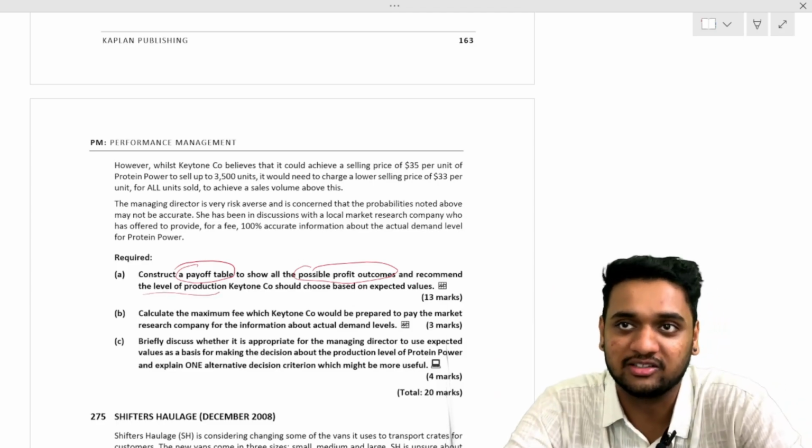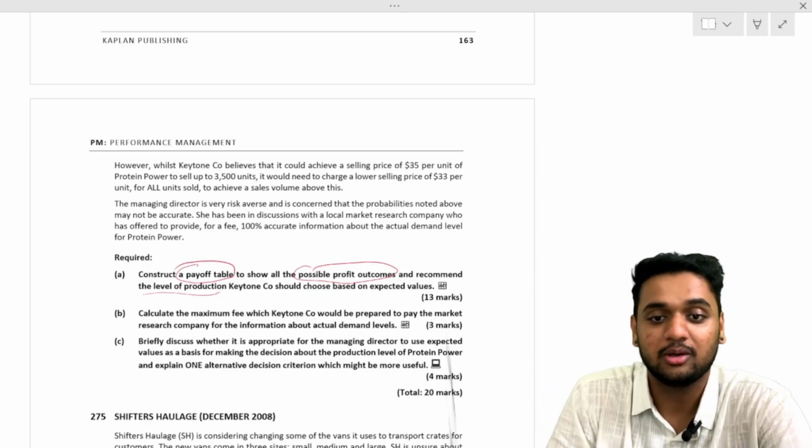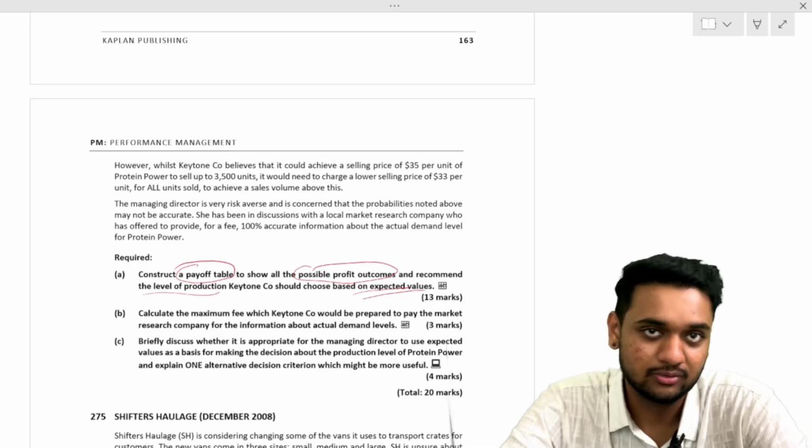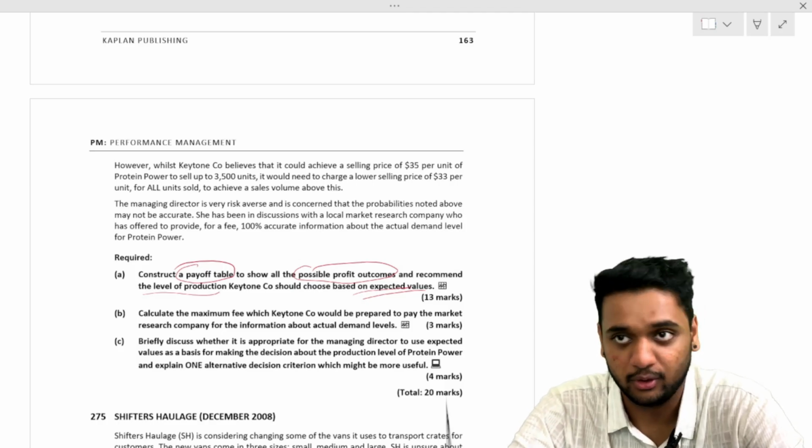What are the three levels of production? 3000, 3500, 4000. How much do we have to produce based on expected value? This is a 13 marks question. B and C will be easy. First, we will do this.